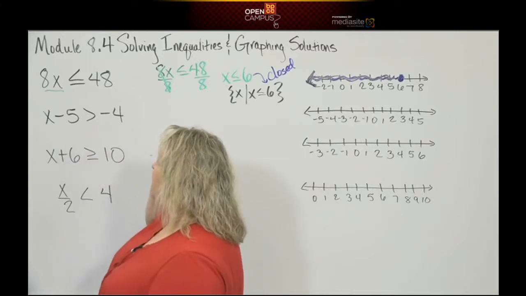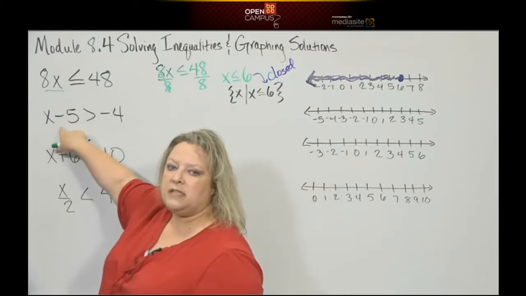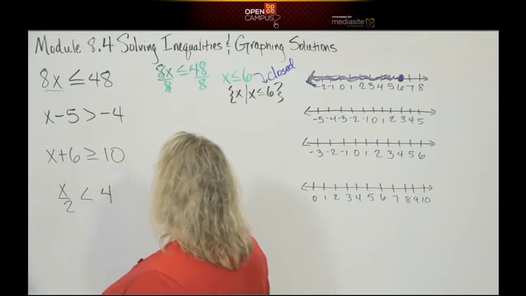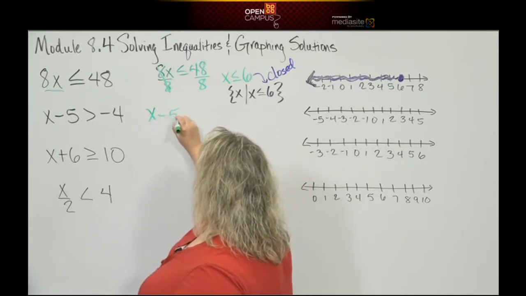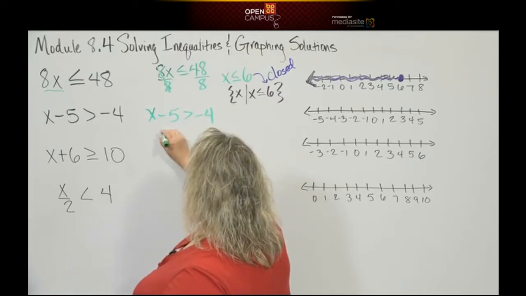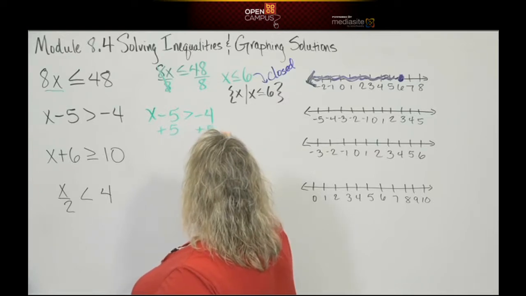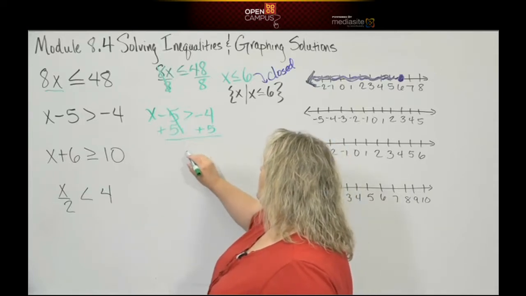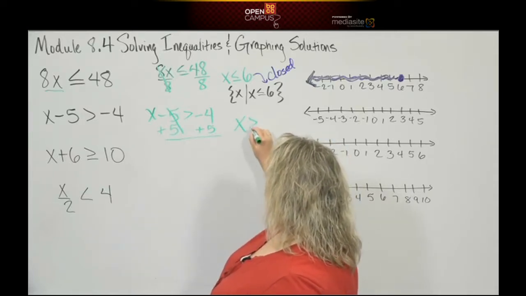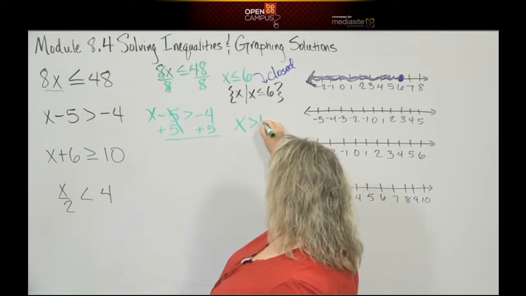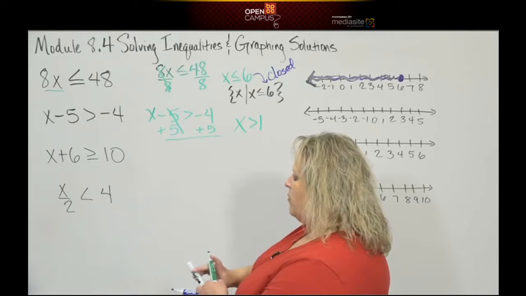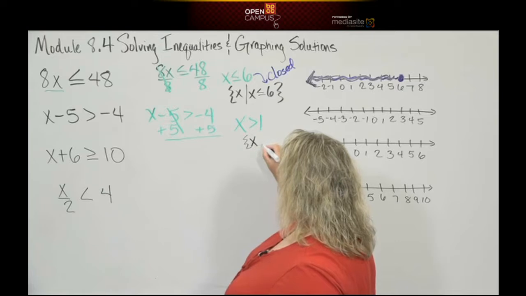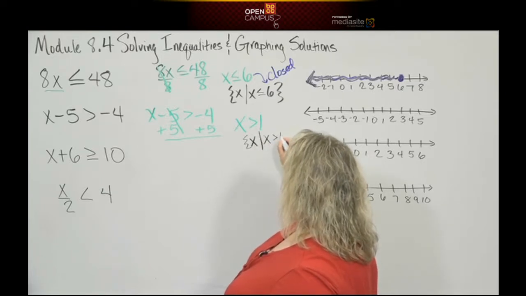We have x minus 5 is greater than negative 4. This is a subtraction, so we have to do the opposite, and the opposite would be addition, okay? So we have x minus 5 is greater than negative 4. We're going to do the opposite, which is add, and we're going to get our solution. And our solution is going to be x is greater than a negative 4 and a positive 5 make a positive 1. And if I was going to write this in set builder notation, it would be the set of all x such that x is greater than 1.